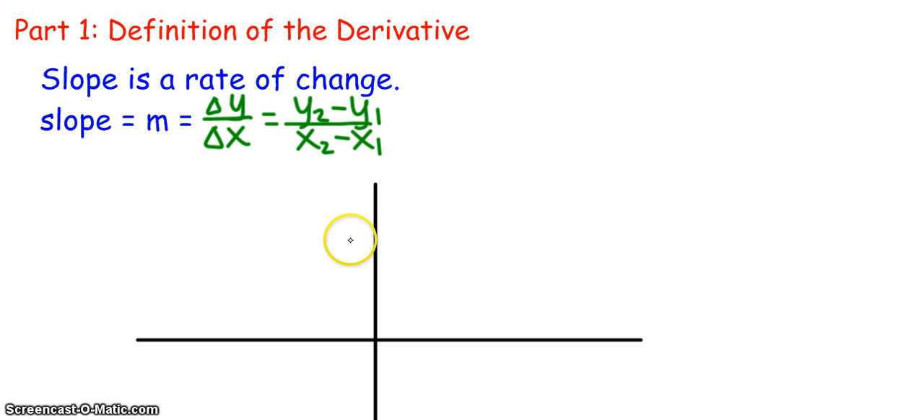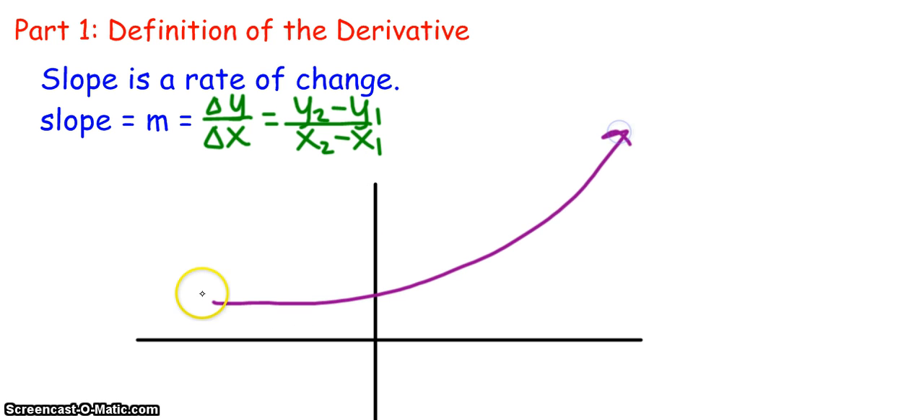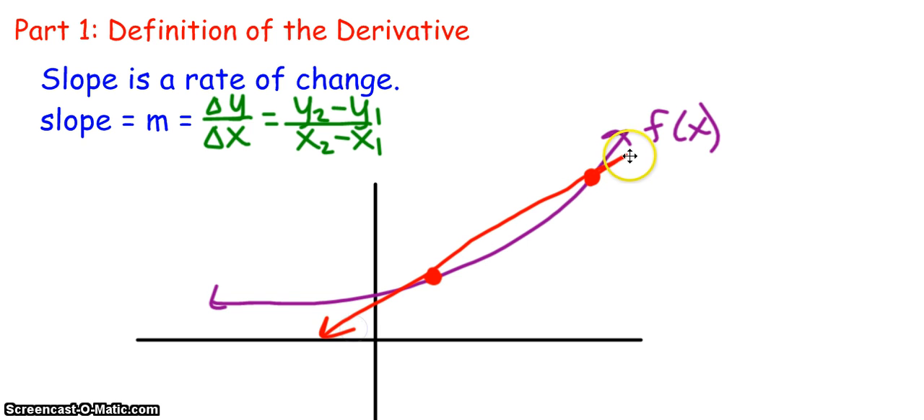So if I have some curve, we'll call this purple curve f of x, and I wanted to find the slope, I can use a secant line to help me represent that. So a secant line, remember, intersects the curve at 2 points. So we'll use this as our secant line. And I could call this x1, and this would be x2. So then this would be y2 and y1. And we could find the slope between those.